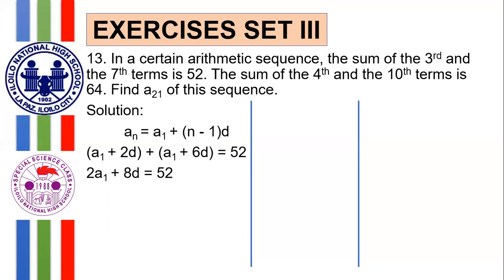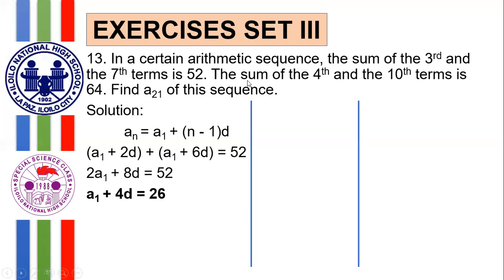But we can still divide each of the terms by 2 since it's their GCF. So you have a sub 1 plus 4d equals 26. So that's the first equation. 2a sub 1 divided by 2 is a sub 1. Plus 8d divided by 2 is plus 4d. 52 divided by 2 is 26. So that's the first equation.